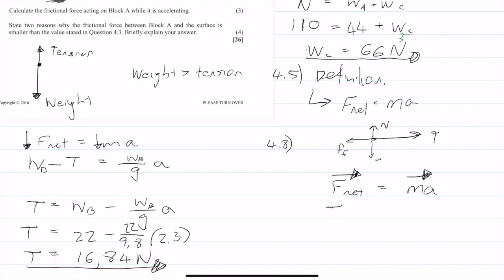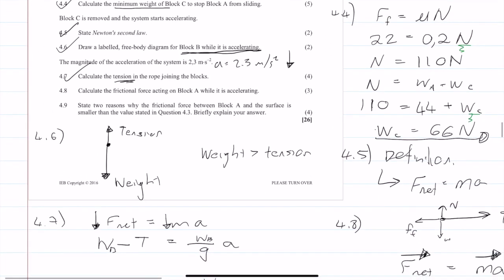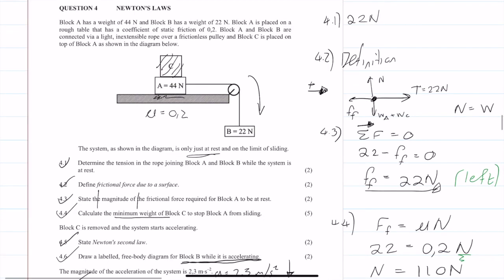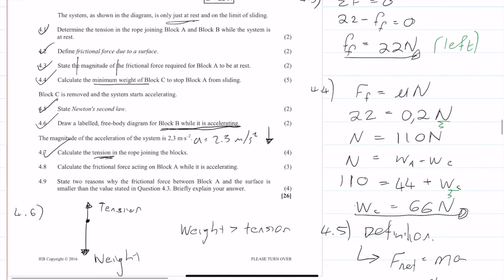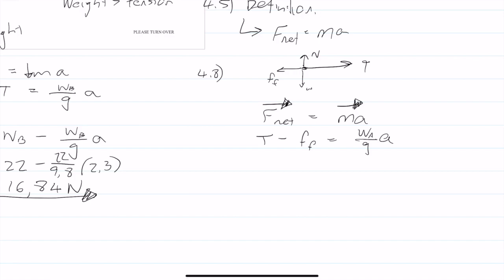So then we have tension minus the force friction is equal to mass, which I'm going to write again as the weight of A divided by gravity times the acceleration. Remember, because B accelerates at 2,3 meters per second squared, A must also accelerate at that rate because they are connected by this rope. So I know the tension, I just calculated it, minus the force friction is equal to the weight of A, which was 44, divided by 9,8 times the acceleration, which was 2,3.